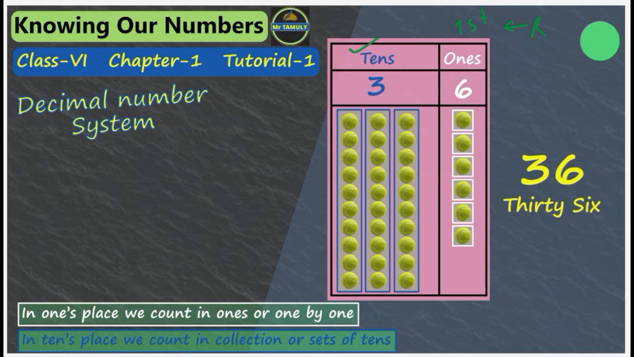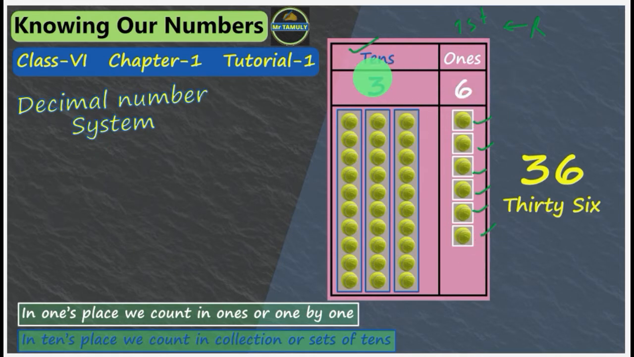So in this image, for the first place, we have got 6 tennis balls, okay? And we have kept them in some white boxes. So each white box contains one tennis ball each. So the meaning is, in ones place, we count in ones or one by one. So here we have 6 tennis balls, 1, 2, 3, 4, 5, 6, like that, okay? In ones place, we count in ones.